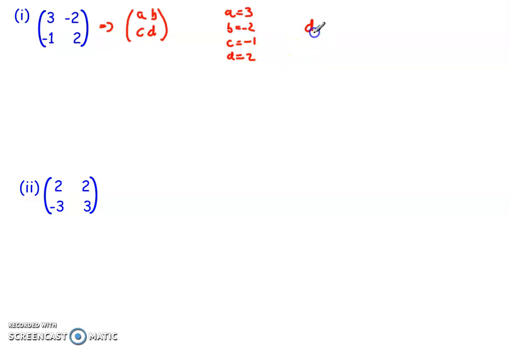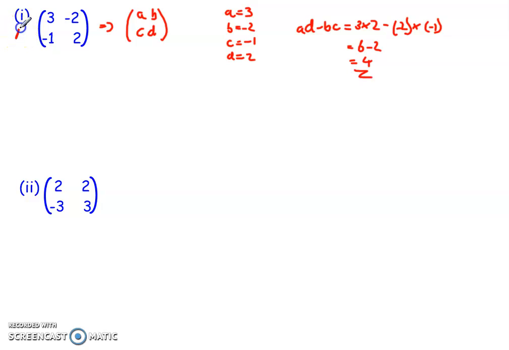First thing to check is my determinant, AD minus BC. In this case, AD minus BC is 3 times 2, take away B, which is -2, times C, which is -1. So that's equal to 6 minus 2, which is 4. Great, that's non-zero. So that then means I can calculate the inverse.